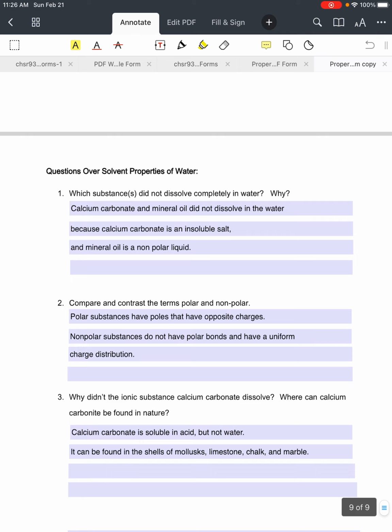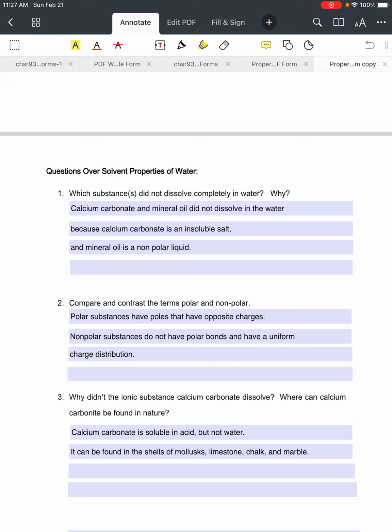And here, why didn't the ionic substance calcium carbonate dissolve, and where can it be found in nature? Well, calcium carbonate is soluble in acid, but it's just insoluble in water. Most carbonates are insoluble. The common ones that I can think of, sodium carbonate and sodium hydrogen carbonate or sodium bicarbonate or baking soda, do dissolve, but very few other metal salts of carbonates do dissolve. And calcium carbonate is a great sink for CO2 from our atmosphere, from our water, and everywhere else, but it can be found in the shells of mollusks.